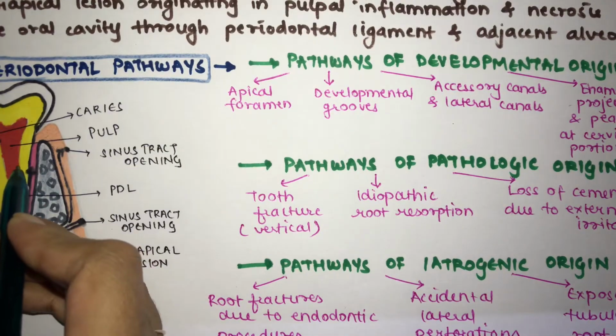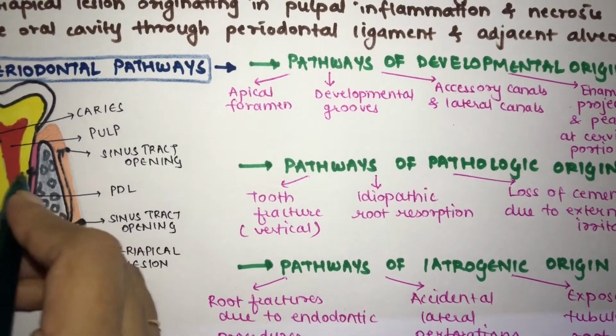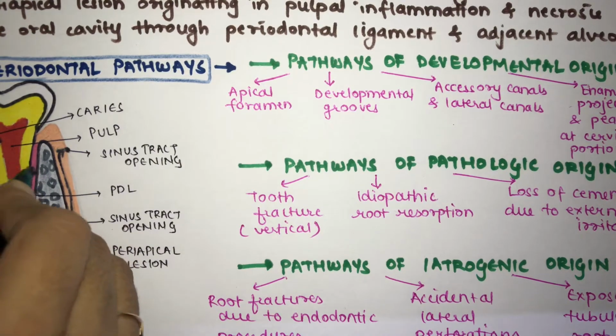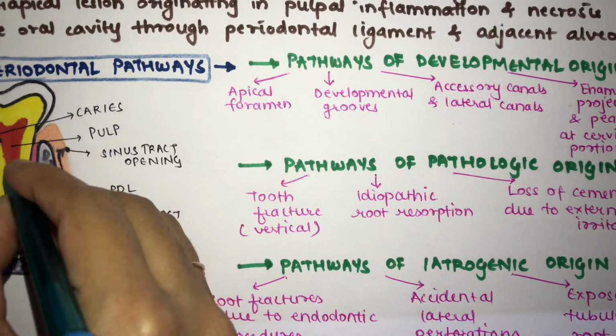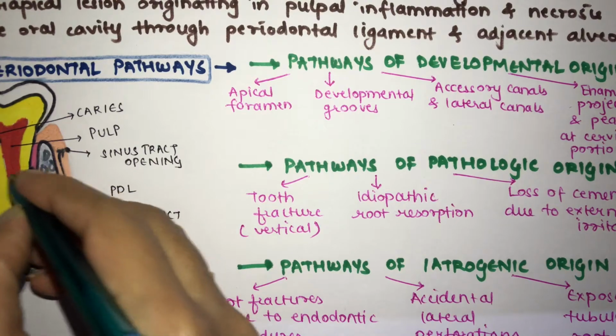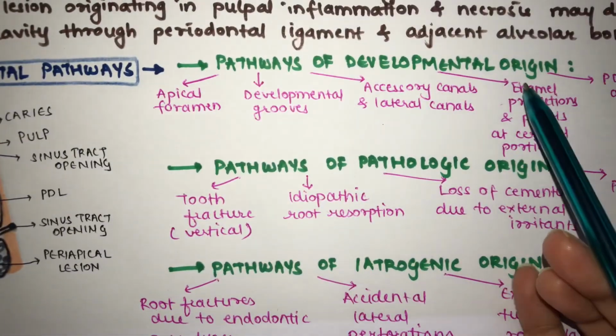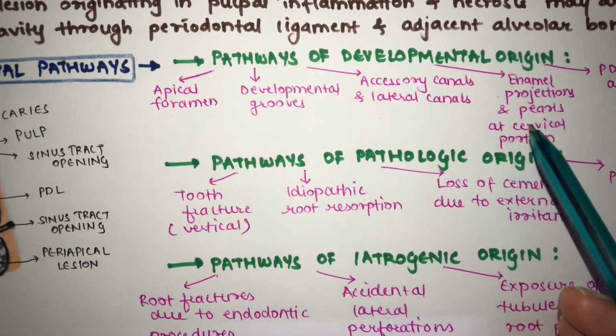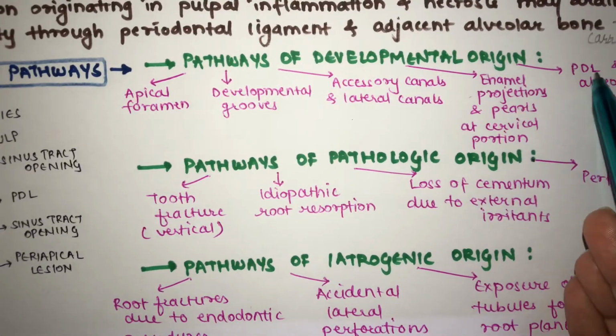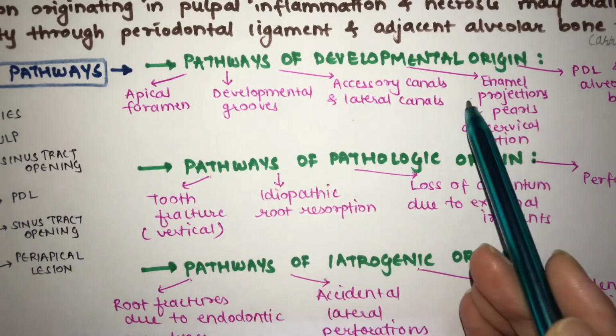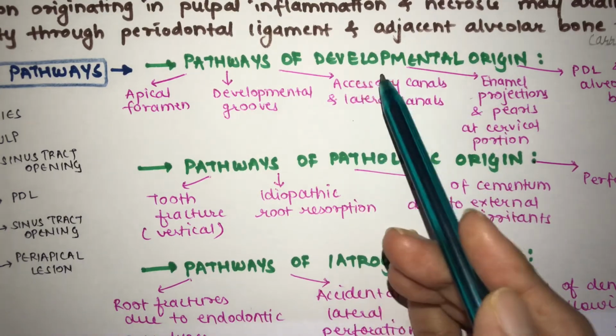For example, if there are some accessory canals present, then through these accessory canals the infection goes to the periodontal structures. The next are the enamel projections and pearls at the cervical portion, and then the PDL and the alveolar bone. So these are the communication ways of the developmental origin.